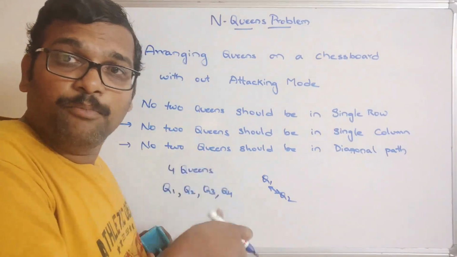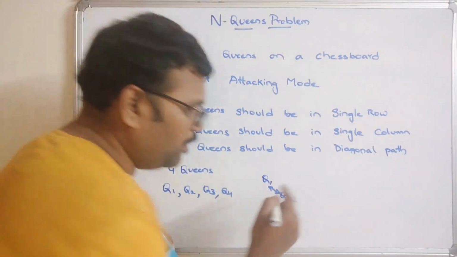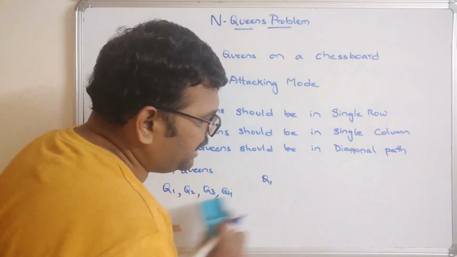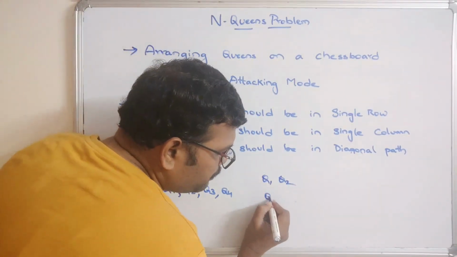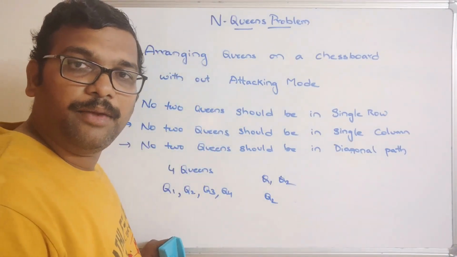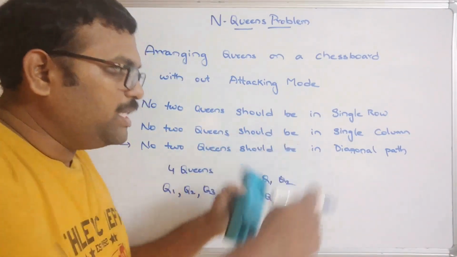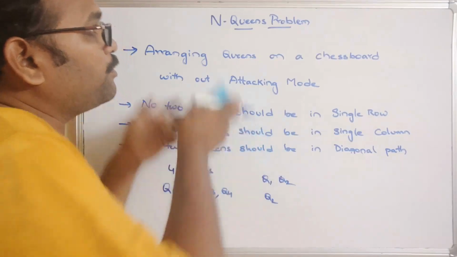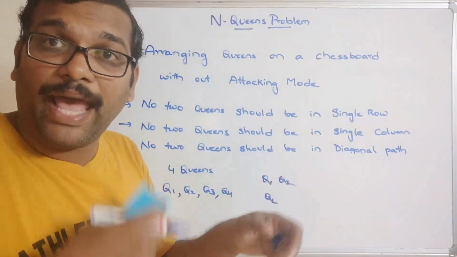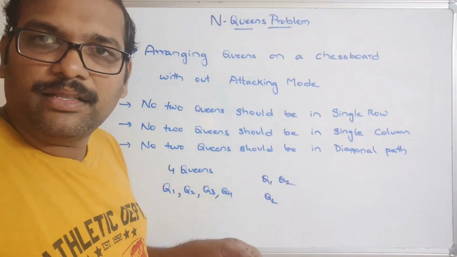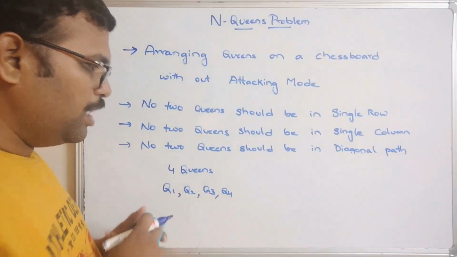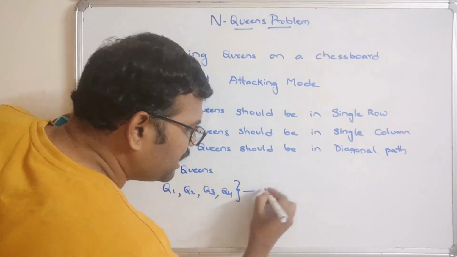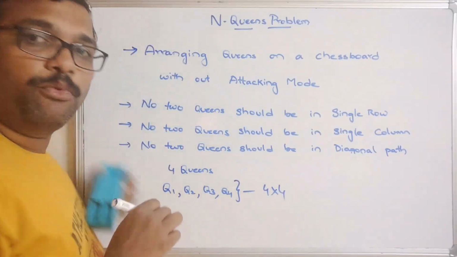So this is an attacking mode. If Q2 is placed here, that is also attacking mode. And if Q2 is placed here, this will also be attacking mode, right? So we have to avoid all these things and we need to solve the problem. That means we have to arrange the queens, the number of queens on the board. For example, here we have considered 4, so we need to arrange the queens in a 4 by 4 checkerboard.